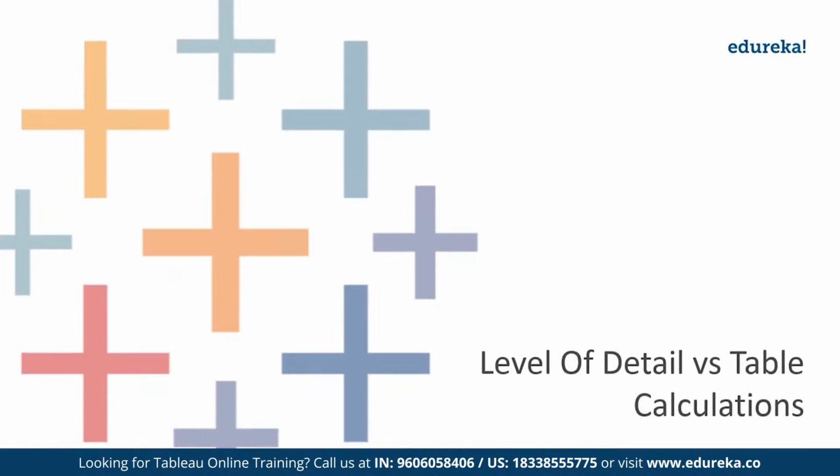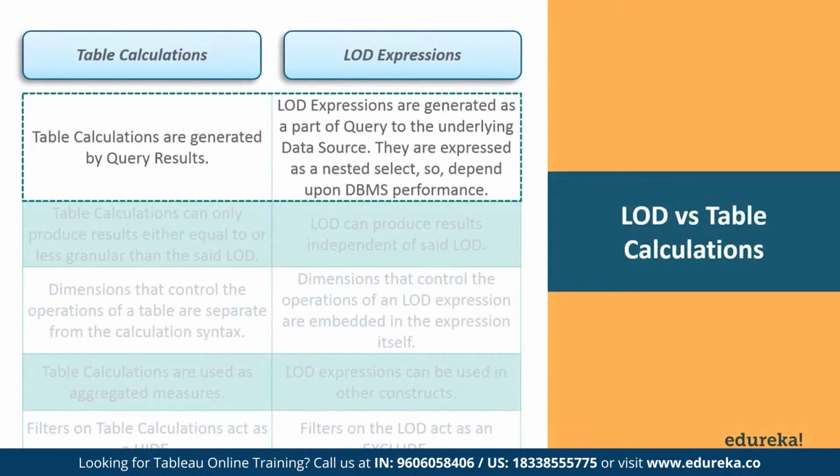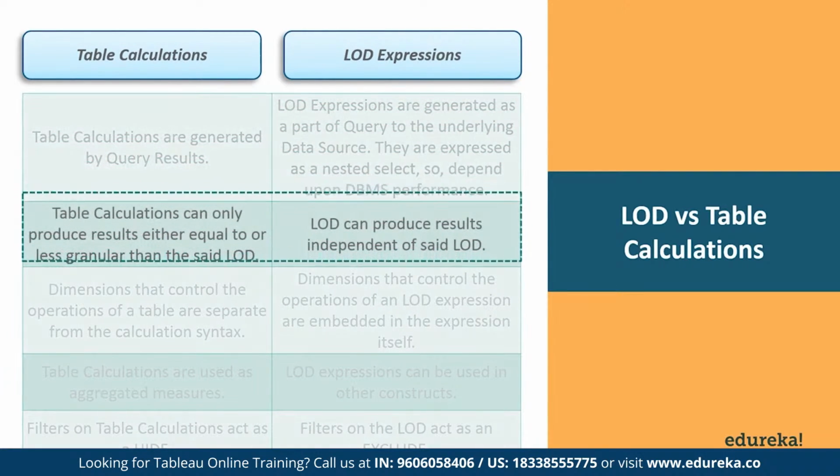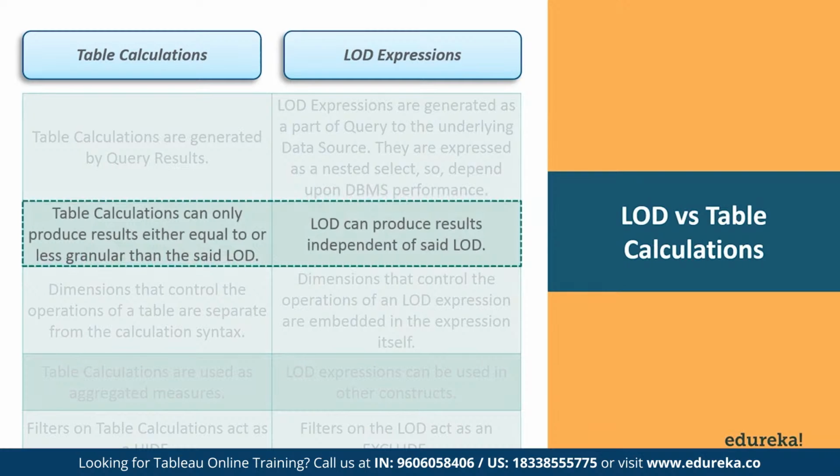This is a very common question of how the level of detail compares to the table calculation. And now that we have level of detail, do we actually need table calculations? The answer is yes, you will still be needing table calculations, but the LOD is here to take care of a lot more of the things. First of all, table calculations are generated by query results, whereas the LOD expressions are generated as a part of query to underlying data source. The table calculations can produce results either equal to or less granular than said LOD.